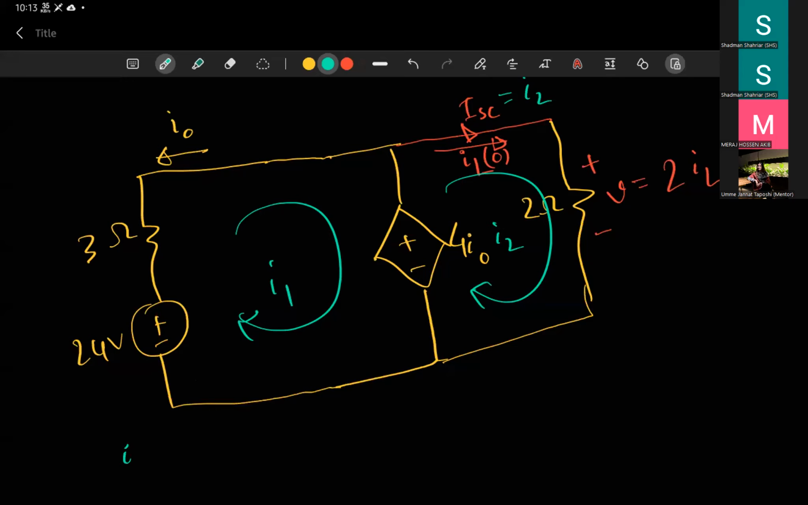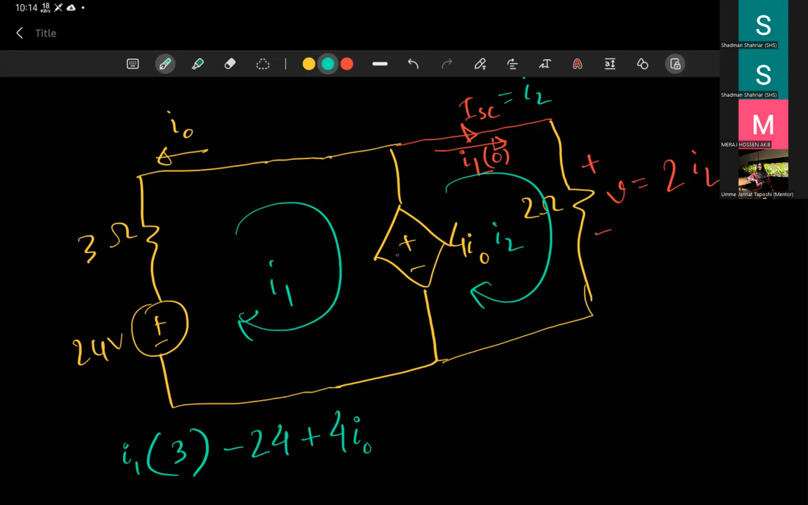So if we write the mesh 1 equation, I1 times 3 ohms, there is only one resistor in this mesh, and the 3 ohm resistor is not part of any other mesh as well. Then we have this 24 volts voltage source. We are hitting the minus sign, so we write minus 24 volts, and finally we write plus 4 I naught, because this is a voltage source and we are hitting the plus sign, equals to 0.